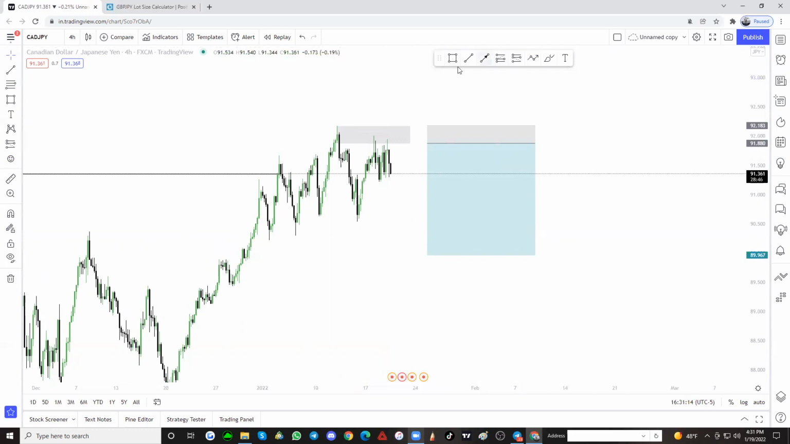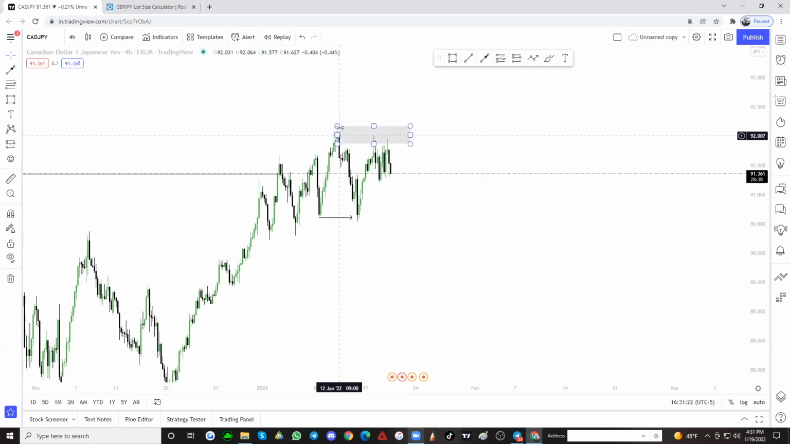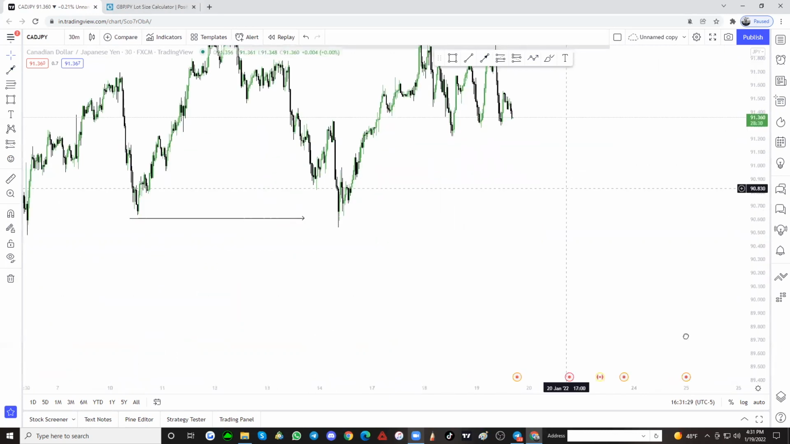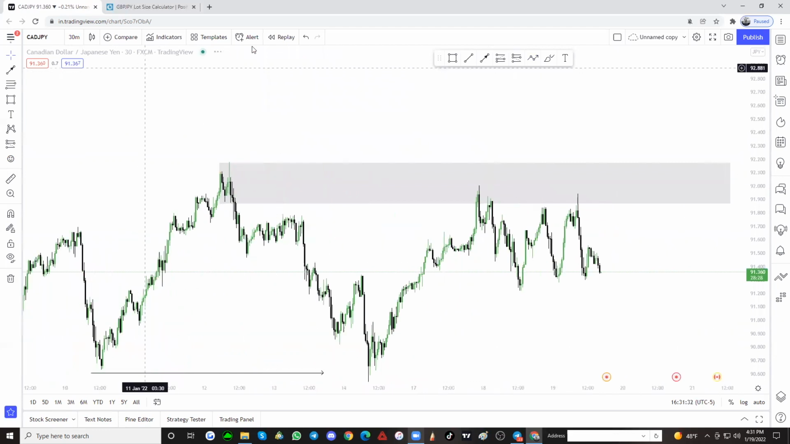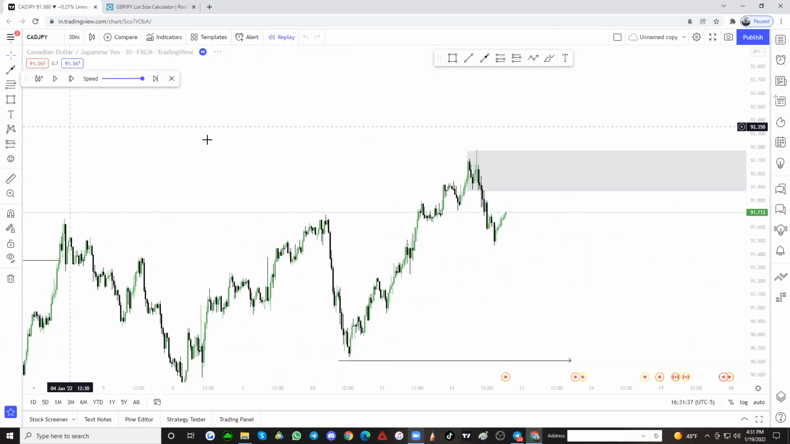After you have a nice break in structure from your distribution schematic, you should be looking to get in at this area. So let's go down to something like the 30-minute and understand what's going on here. I'm actually going to replay this market to here, when we actually made this 4-hour POI.